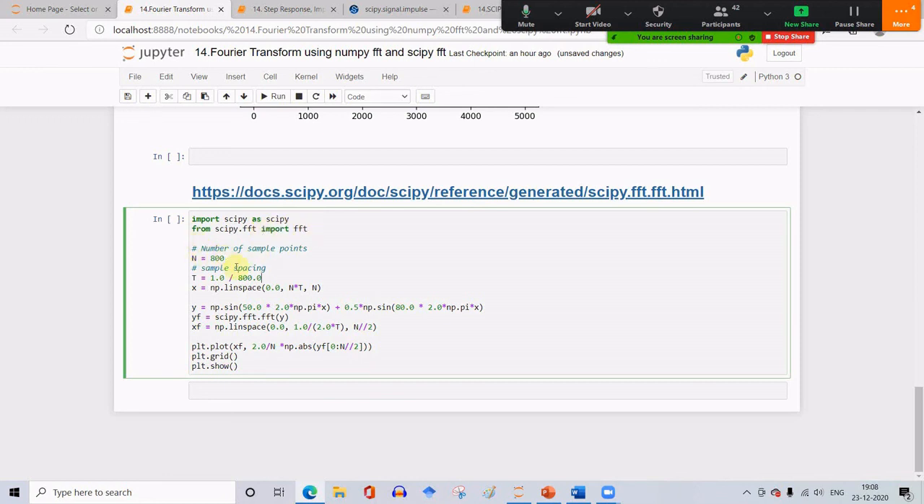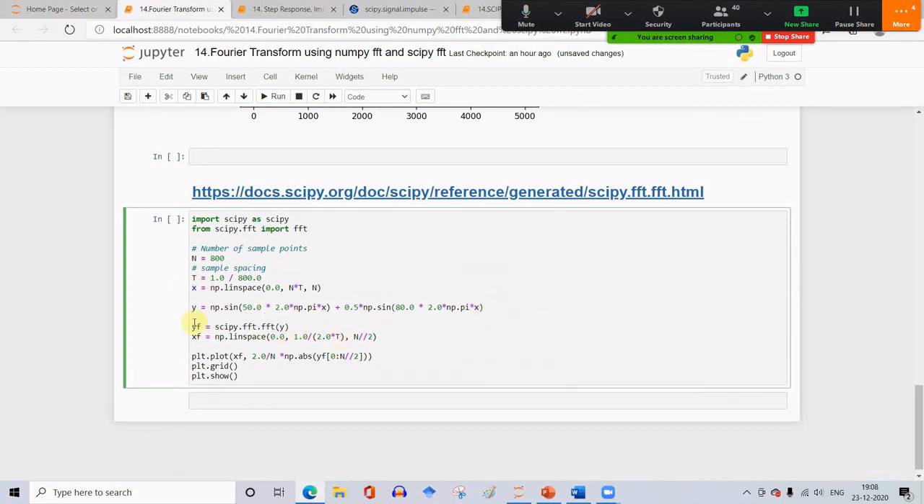Now decide the number of points. So here I am taking two sinusoidal signals. One is frequency 50, the other one is frequency 80. 2 pi f into the time axis, which I have represented by x here, which you can change to t if you want. And then yf is the FFT of the signal y, given by scipy.fft.fft of the signal y. So this will give me the FFT of this.